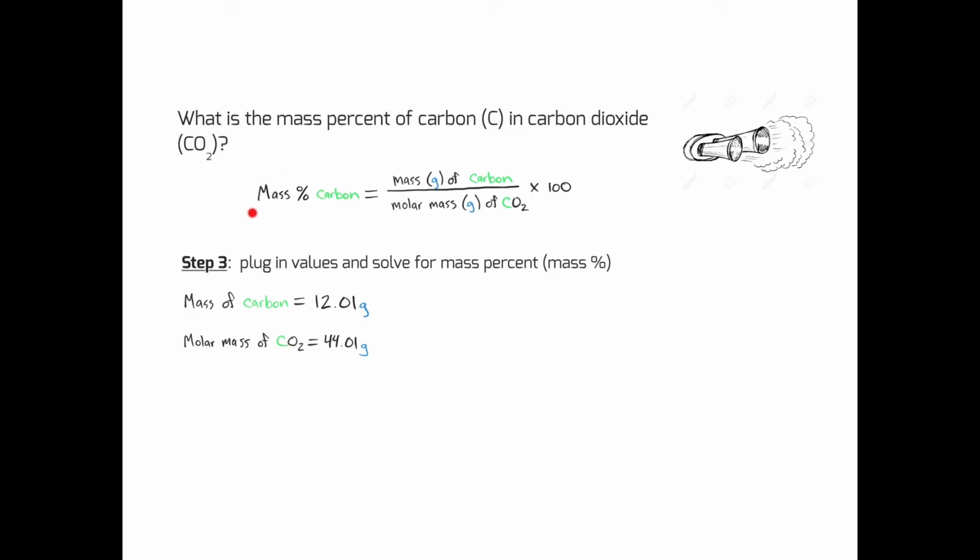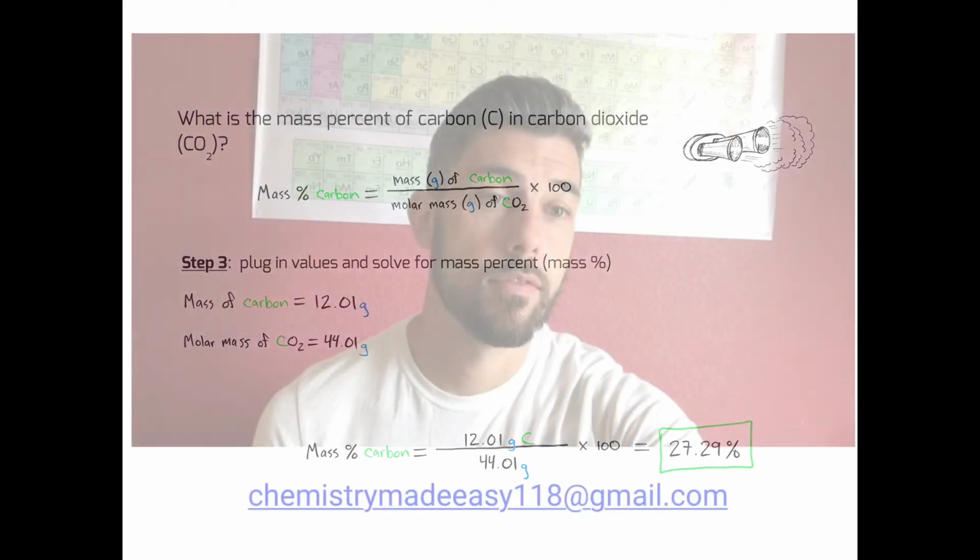So if we look back at our equation, we see that we have this and we have this. So we have everything we need to solve right now. So we're just going to plug in our values and solve for the mass percent. So we take 12.01 grams of carbon divided by 44.01 grams total times 100. And what we find is that the mass percent of carbon in CO2 is 27.29%.